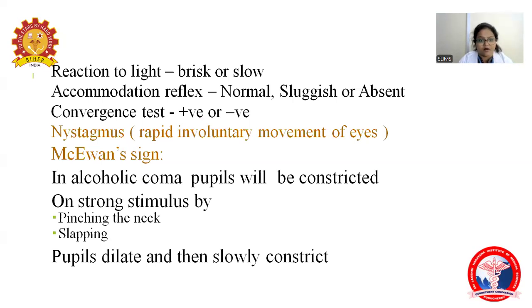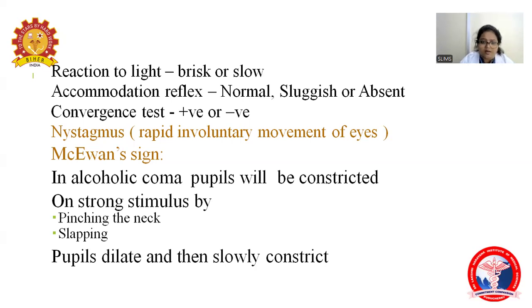Here, in case of alcohol consumption, nystagmus is present; a horizontal gaze nystagmus of the eye will be present. And one more important sign, in a higher quantity of alcohol consumption, is something called the McEwen sign, which can be found in the eyes.